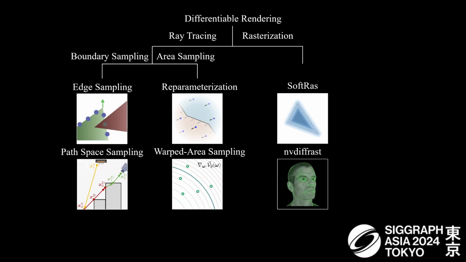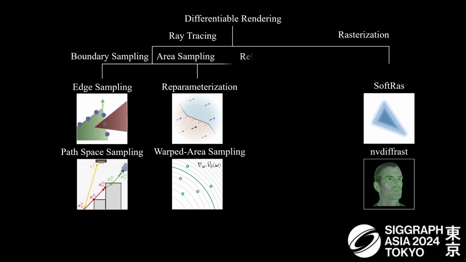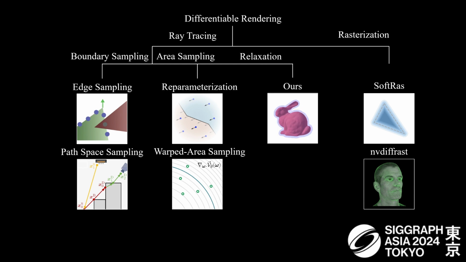In the literature of differentiable rendering, there have been quite many prior works that try to address precisely this problem of discontinuities. And in the ray tracing style approach that we're interested in, people either try to explicitly sample the silhouette, which is a boundary sampling approach, or try to circumvent the need to sample the silhouette from the beginning, which is the area sampling approach. In this work, we propose a brand new approach called relaxation, in which we use nearby samples to directly approximate the silhouette and thus enjoy the best of both worlds.